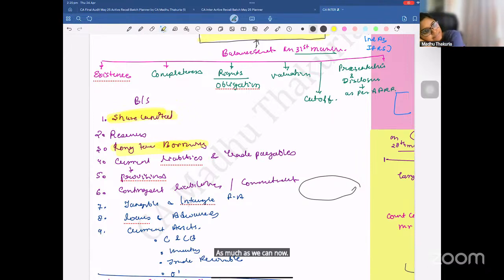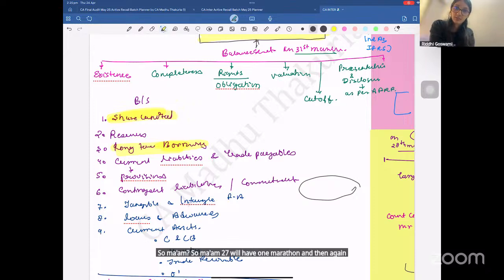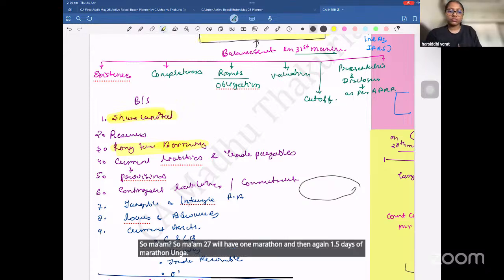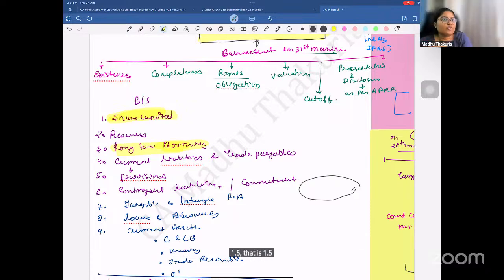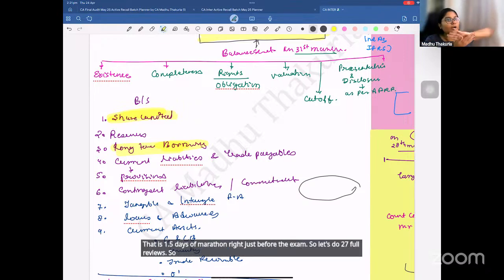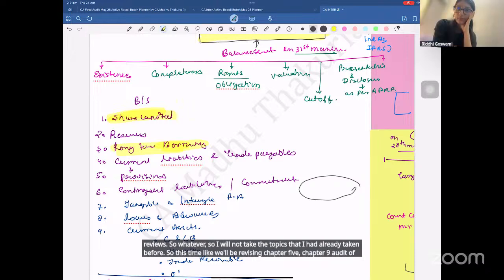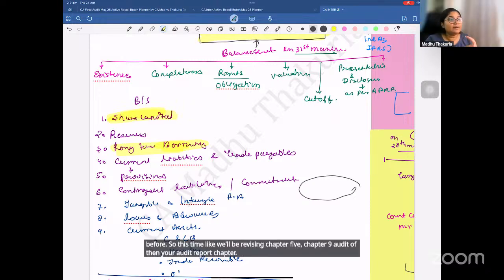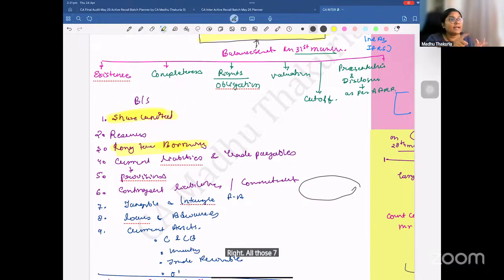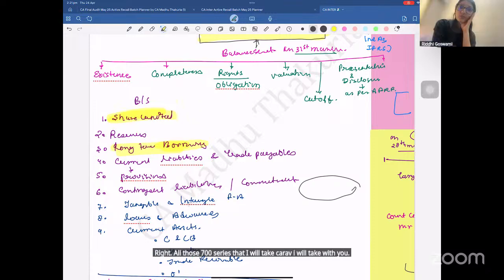So ma'am, on the 27th we'll have one marathon, and then again a second marathon of 1.5 days just before the exam. So let's do the 27th as full revision. I will not take the topics that I had already taken before. This time we'll be revising chapter 5, chapter 9, audit of banks, then your audit report chapter, or all those 700 series standards that I will take with you. So all of that we can do on the 27th.